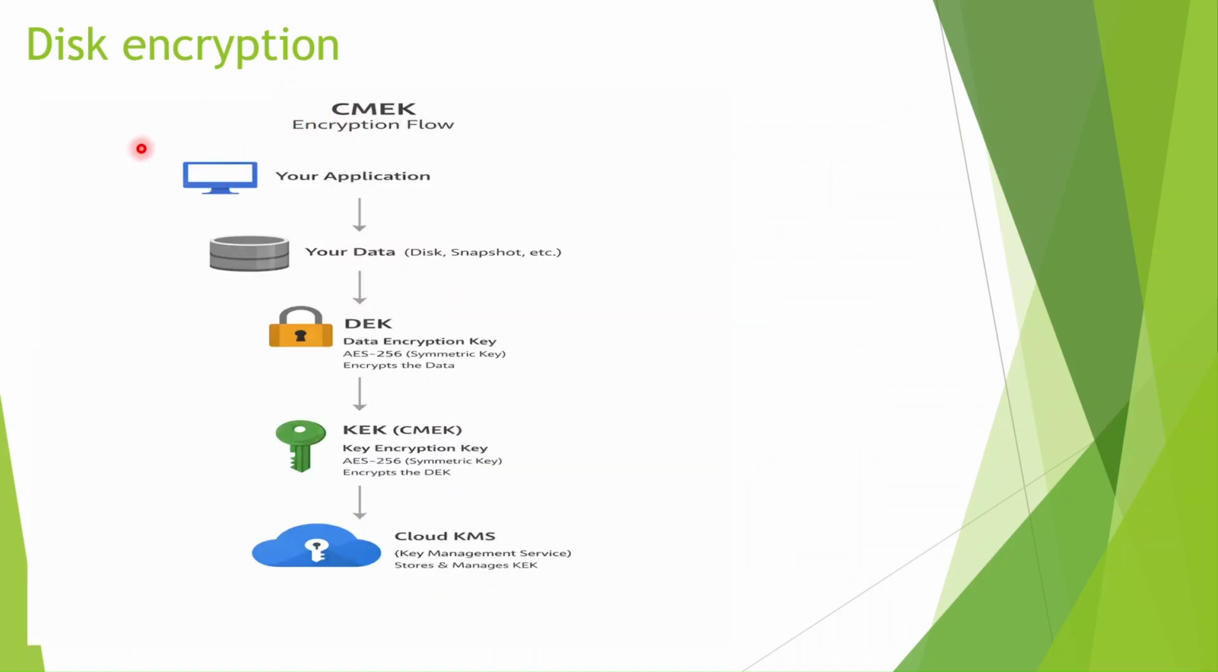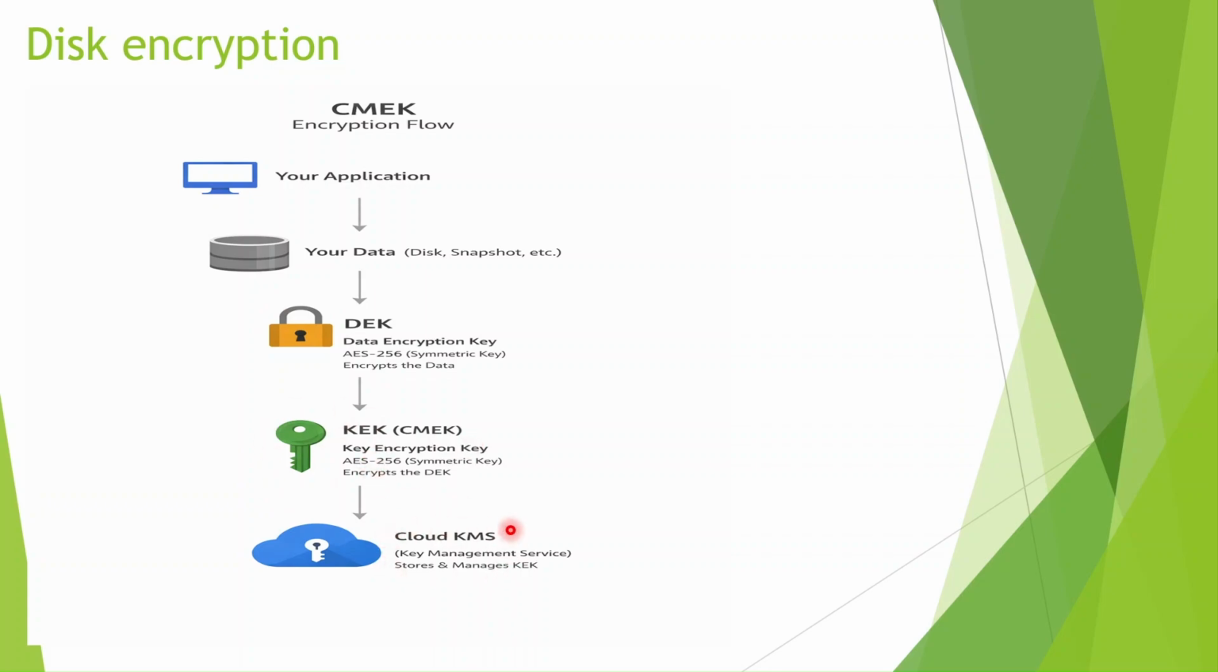Suppose this is your application running, and in that you have some data. So first of all, Google will encrypt your data with data encryption keys, that is also known as DEK. After that, you will encrypt this specific key with a key encryption key. So this is your customer managed encryption key. You will provide your key and it will encrypt this data encryption key, and then your key will be installed in Cloud VMs.